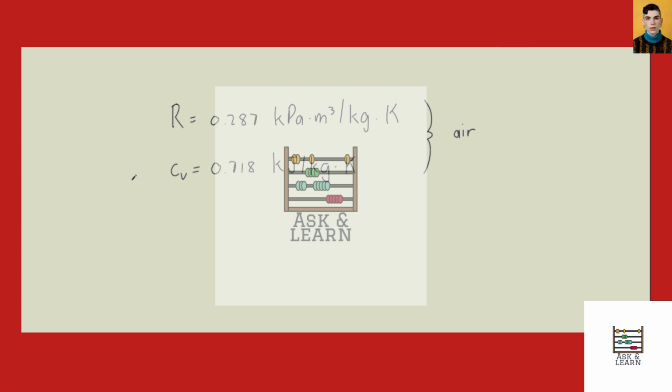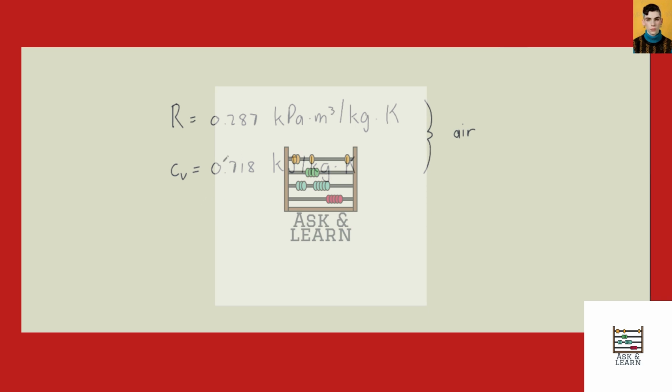We assume that air is an ideal gas, the kinetic and potential energy changes are negligible, the constant specific heats at room temperature can be used for air, the local atmospheric pressure is 100 kilopascals, and the room is airtight. Now the properties of air: its gas constant from our tables is 0.287 kilopascal meter cubed per kg Kelvin. The specific heat at room temperature is 0.718 kilojoule per kg Kelvin.